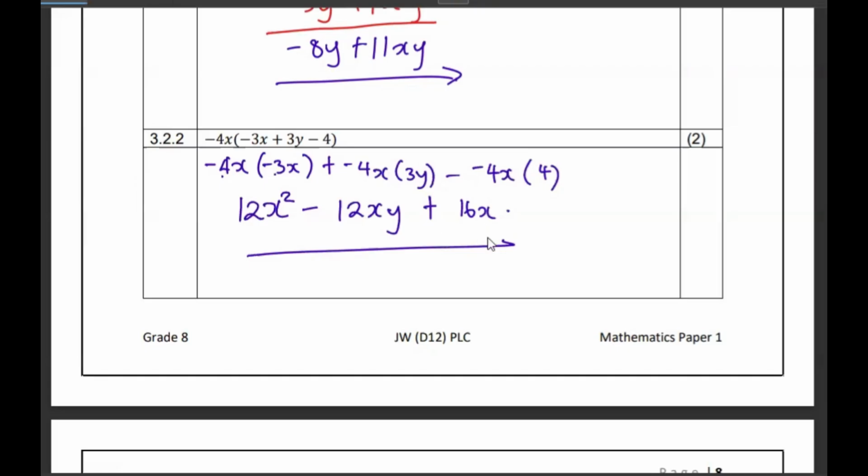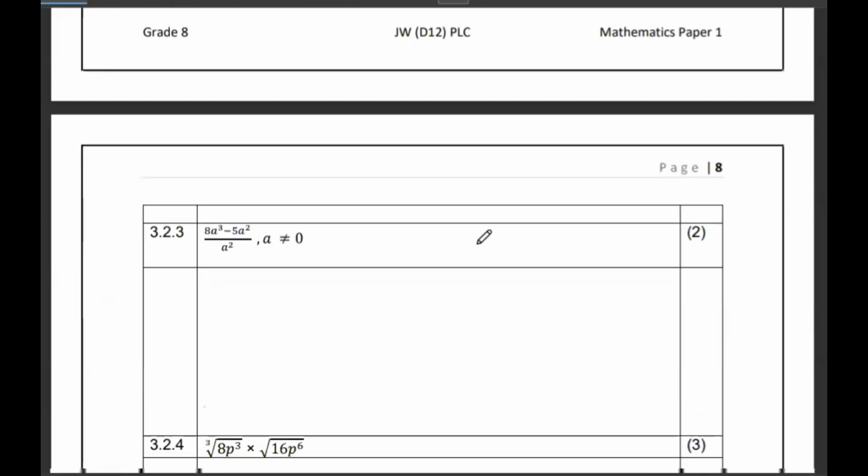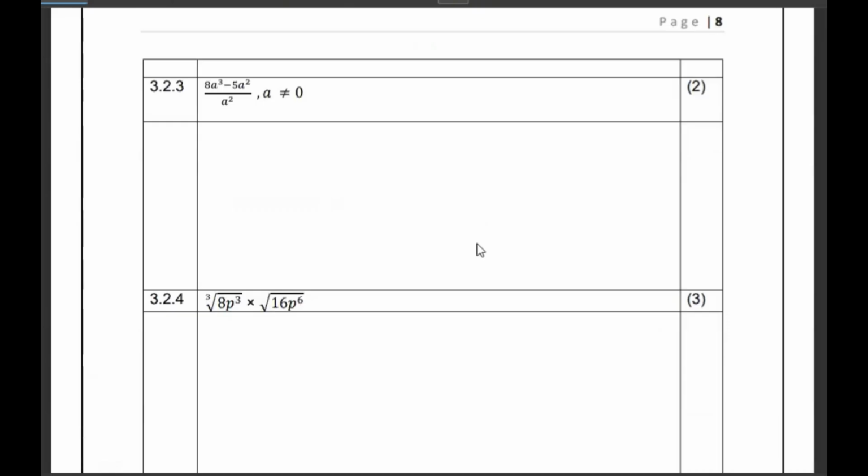We cannot simplify this further because these terms are not the same. We have x, we have xy, we have x squared. They are different terms. And then 3.2.3, we are dividing algebraic expressions. So the process is simple. Distribute. So 8a cubed over a squared minus 5a squared over a squared.